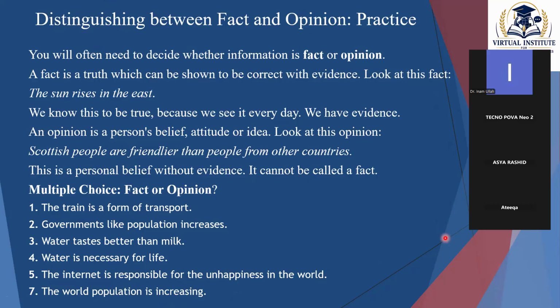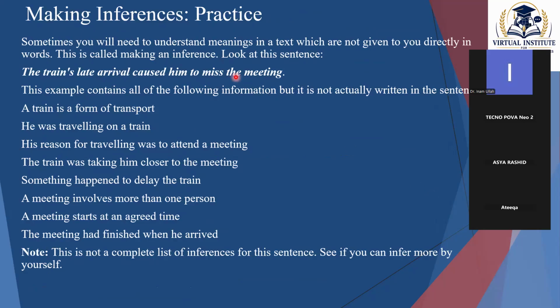Now you have understood what the difference between a fact and an opinion is, and you can easily identify it. So this is one of the skills that your reading test will assess you on, right? Okay. Now, you were asking about inference, what is inference. Sometimes you will need to understand meanings in a text which are not given to you directly in words, right? And this is what you call making an inference.